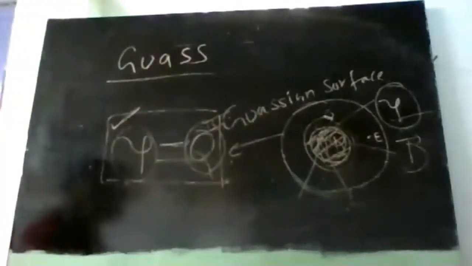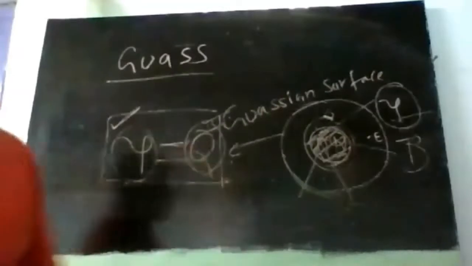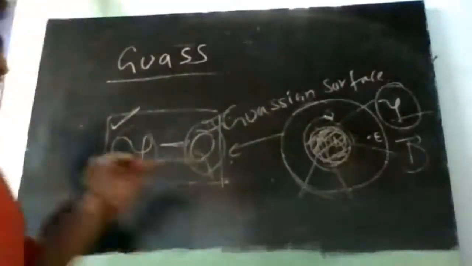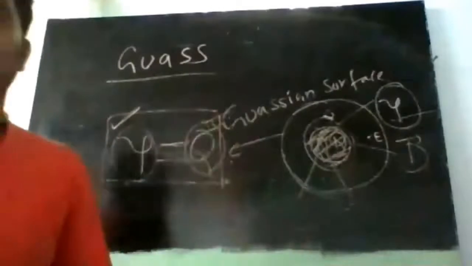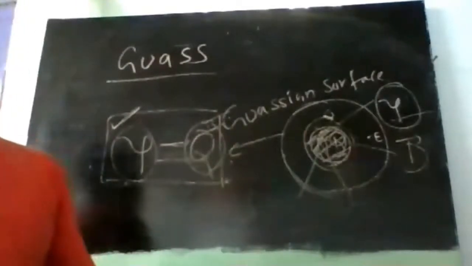I hope I'm clear, but I'll repeat it again. What Gauss law says is a simple statement: psi is equal to q. Psi is equal to q. What is psi? Flux.